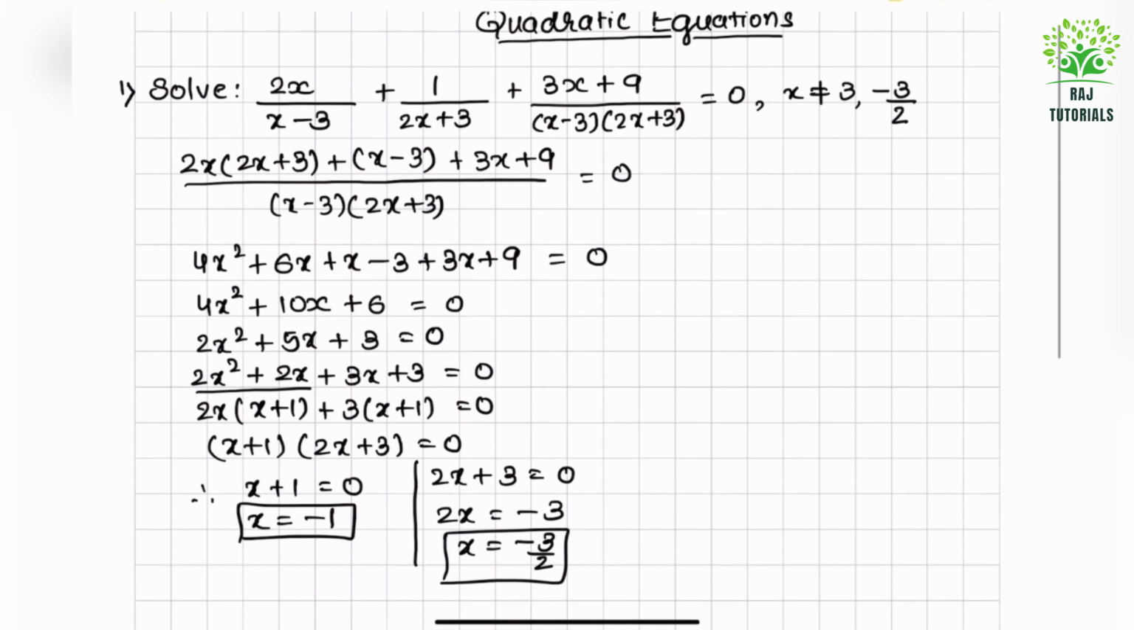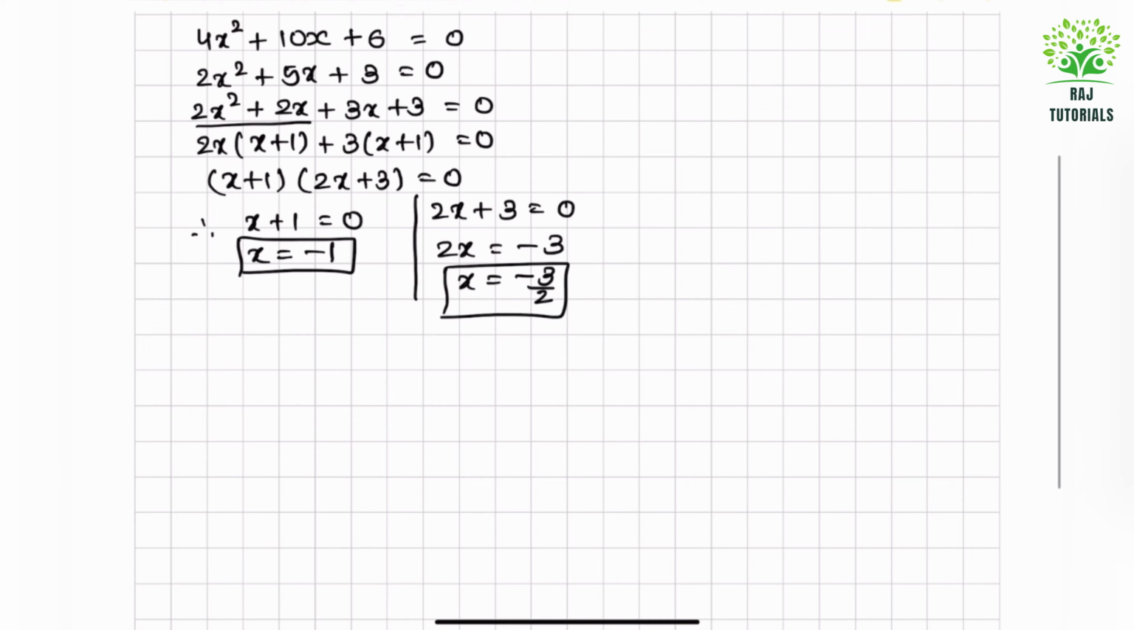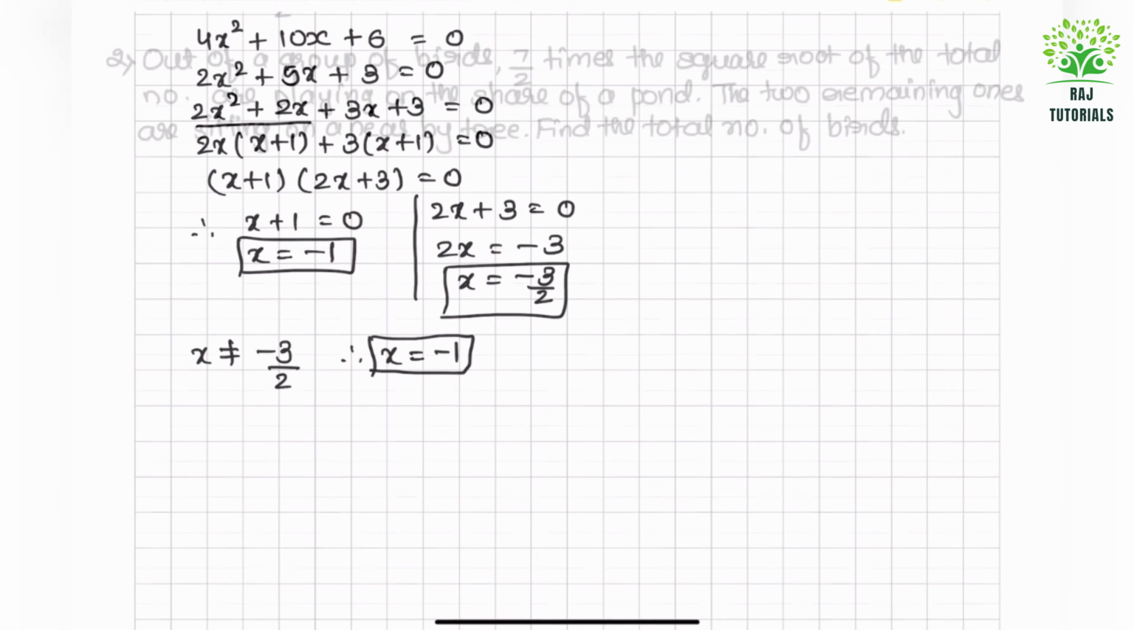But here they have given us that x is not equal to minus 3 by 2. Therefore x equal to minus 1 is the solution.